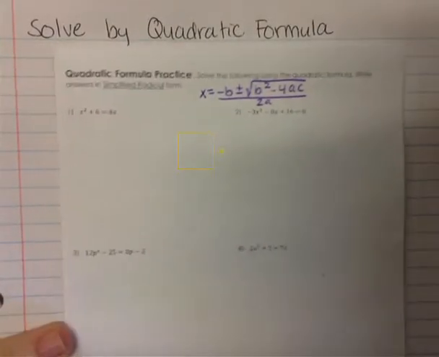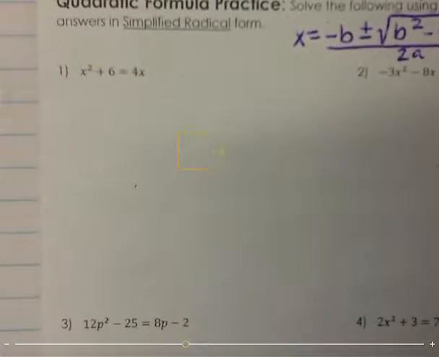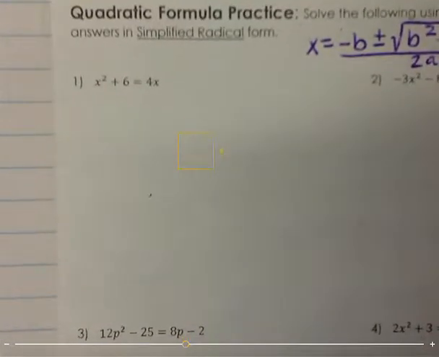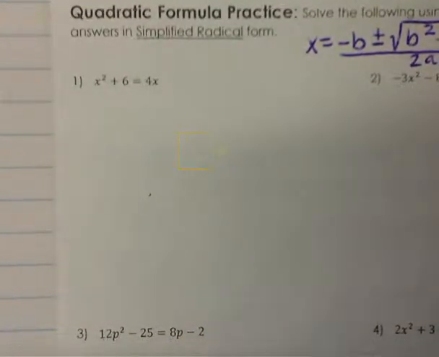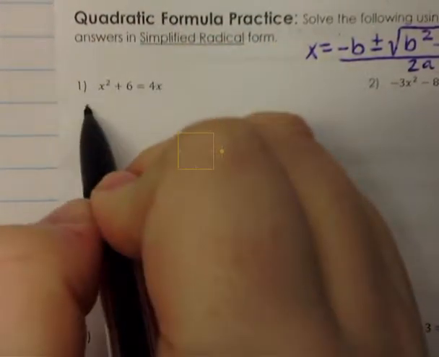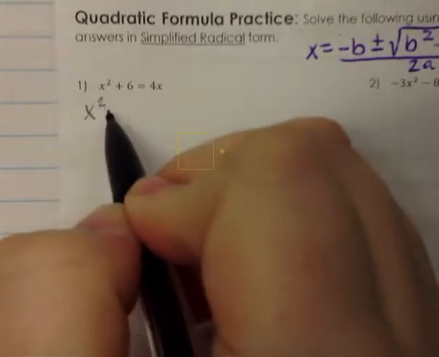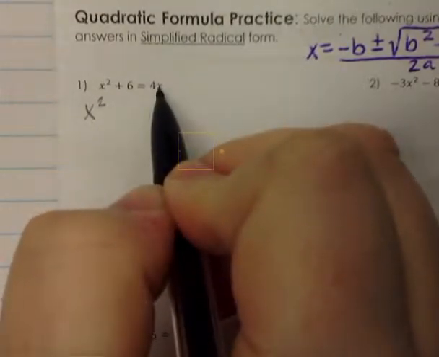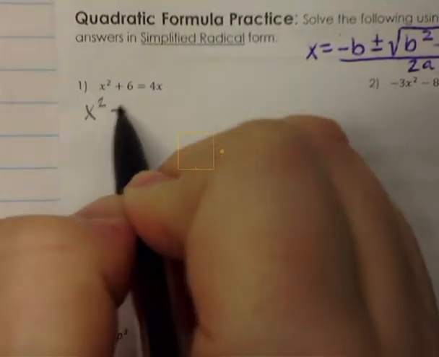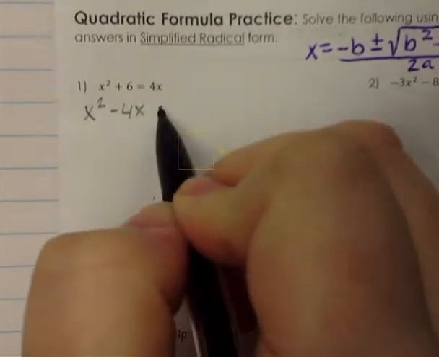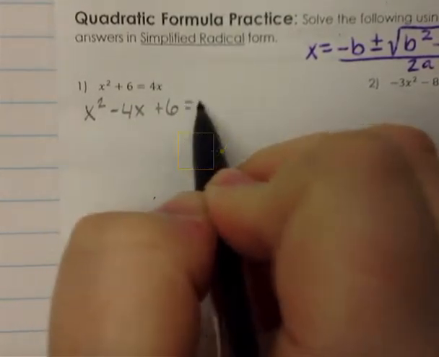I'm going to zoom in on problems. So we have to remember to get our problems into standard form. It needs to be ax squared, bx, and c. So this first problem, our x squared is fine. It's a positive x squared. We need our bx term, which is on this side, which is not good, so we have to subtract that 4x. And then we need our c value, which is a positive 6, and now it's equal to 0.